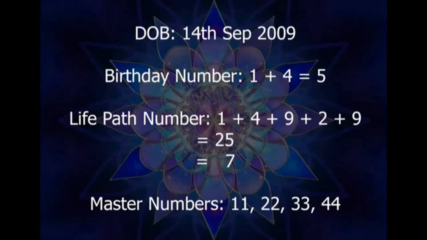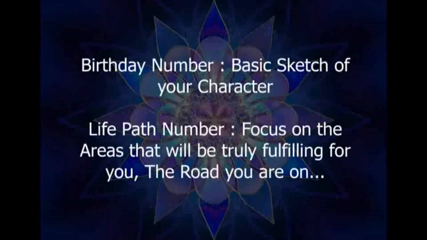The life path number is the addition of all the digits in your birth date, that is your day of birth, month and the year, which is reduced to a single digit, unless you encounter a master number, which is 11, 22, 33 or 44. The life path shows how your life will gradually unfold, and also the areas that will be truly fulfilling for you. Birthday number shows the basic sketch of your character.